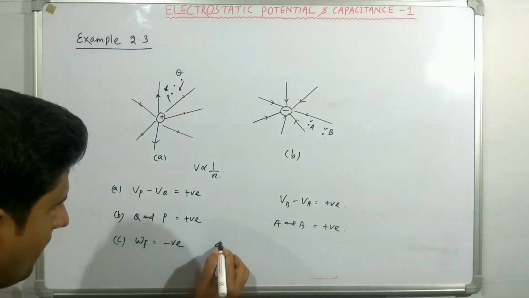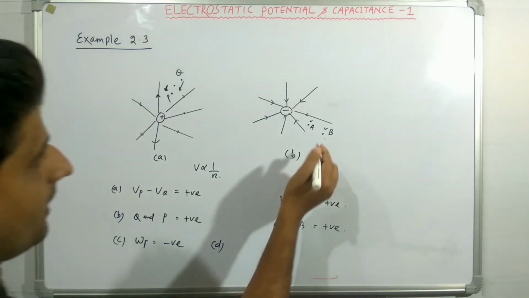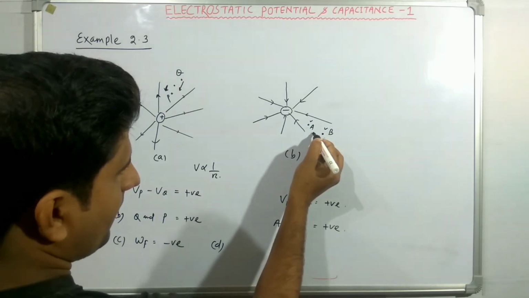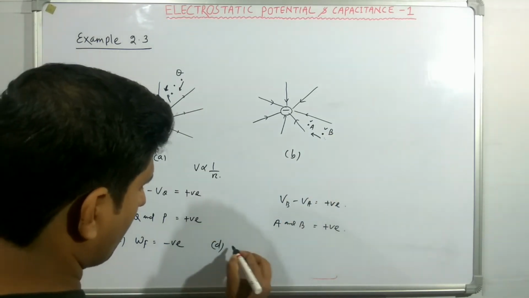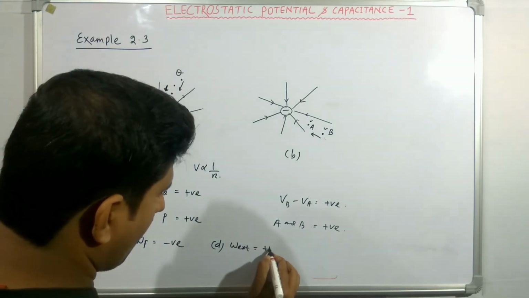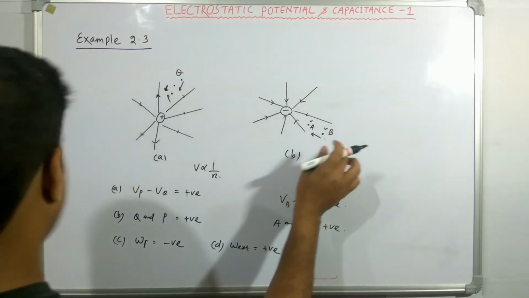And the point D: give the sign of work done by an external agency in moving a small negative charge from B to A. If we move a negative charge from B to A, the work done by the external agency is positive, and the work done by the field is also negative.